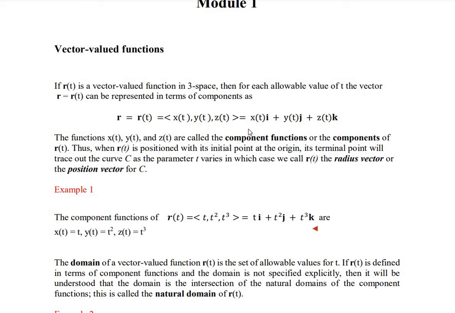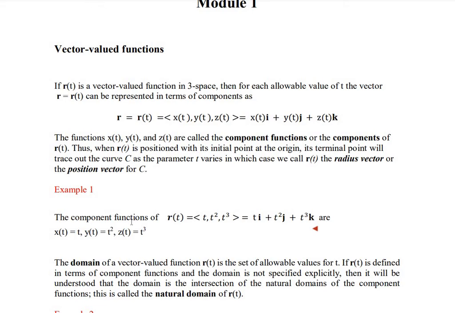That can also be written as x of t into i cap plus y of t into j cap plus z of t into k cap, where i, j, k are unit vectors along the x-axis, y-axis and z-axis. The functions x of t, y of t and z of t are called component functions or components of vector r of t. Thus, vector r of t is positioned with its initial point at the origin. Its terminal point will trace out the curve C as the parameter t varies, in which case we call vector r of t the radius vector or the position vector for C.